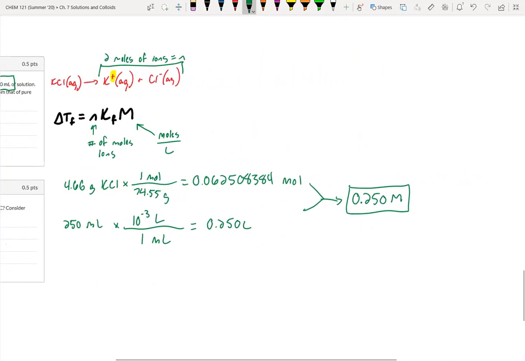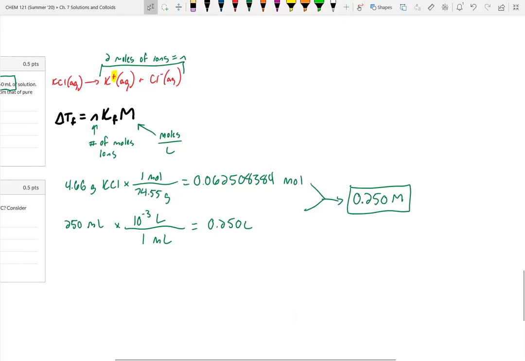So now it seems like I've got everything that I need to solve this problem, right? I've got the N, which is the number of moles of things in solution. In this case, we said there's 2 moles of ions. I've got KF, which is the constant that they gave us in the problem. And then we just solved for molarity. There's one last thing though that I wanted to hit on.